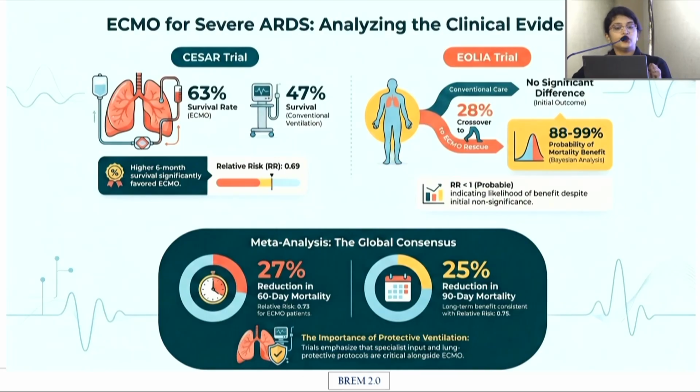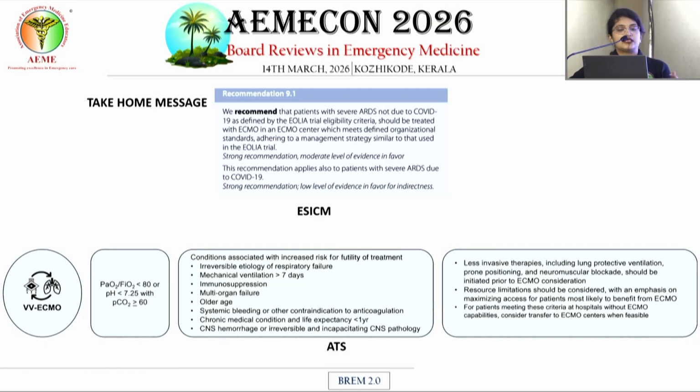So for ECMO in severe ARDS, we had two trials. One is the CESAR trial and the other is the EOLIA trial. Both of the trials were positive. In severe ARDS, they had a mortality benefit. A recent meta-analysis shows that there is a 25% reduction in 90-day mortality of severe ARDS patients who received ECMO. So what is the take-home message? Both the guidelines recommend use of VV ECMO in severe ARDS patients, that is PF ratio of less than 80 with pH of less than 7.25 and PCO2 of more than 60.